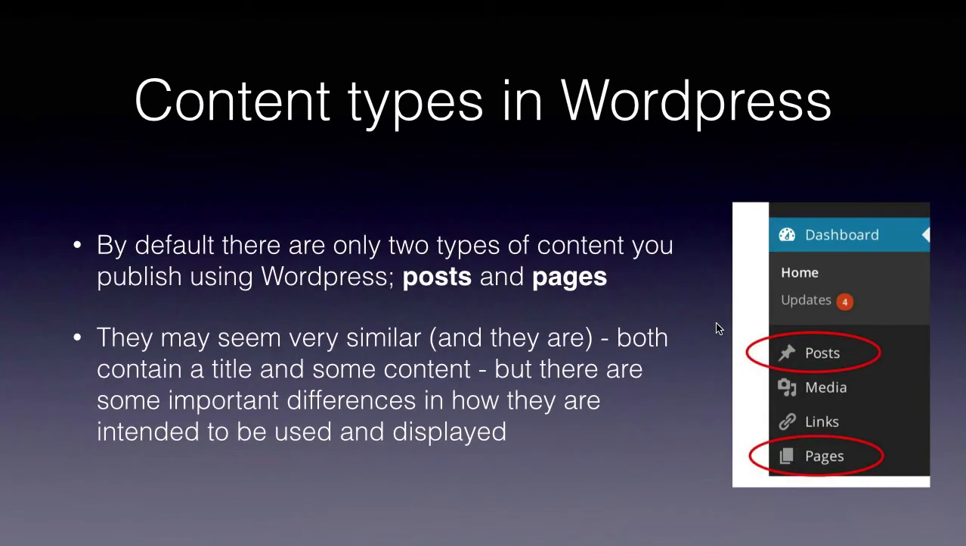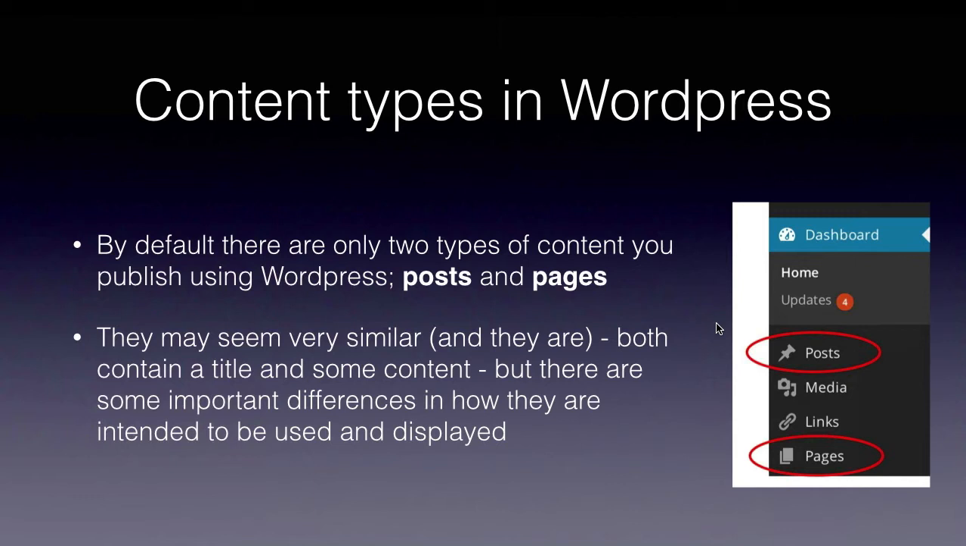So we should talk about the content types in WordPress. And there's actually only two content types, and they're very similar to each other. You could almost say they're two variations of the one content type. But we'll talk about them as two content types. By default, there are only two types of content you can publish using WordPress: posts and pages. Both posts and pages contain two bits of sub-content, a title and then a content area. And whatever you want to go into that content area can go in that content area. It's usually text with images and videos and whatever other content you might want to put in.